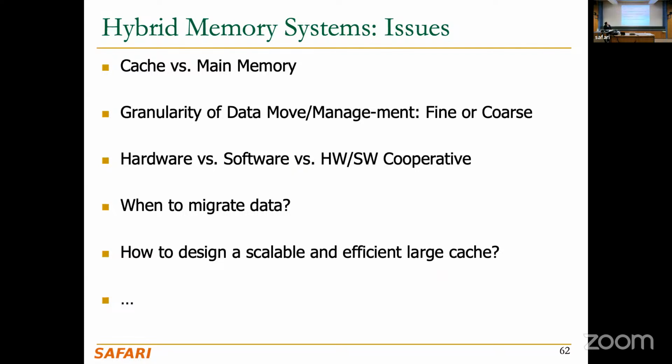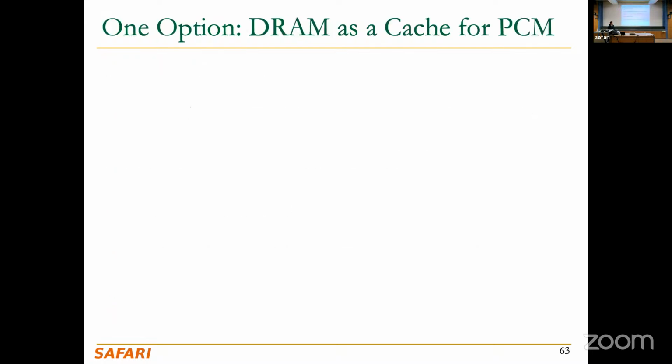When we consider such a hybrid memory system, there are some issues listed here. We should consider it as a cache or as the main memory, and we should consider the granularity of data movement and management, whether fine-grained or coarse-grained. Also, hardware and software should cooperate to manage data, place the data, migrate the data, decide when to migrate the data, and design a scalable and efficient large cache to make the system benefit from their performance.